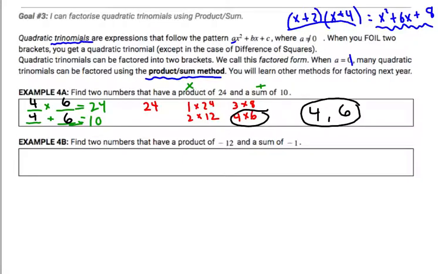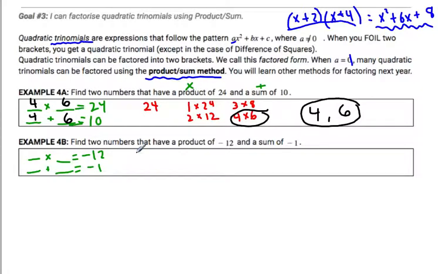In this second example here, we're getting a little bit more complicated because we have a negative. So we need 2 numbers that multiply to give me negative 12, and those same 2 numbers have to add to give me negative 1.